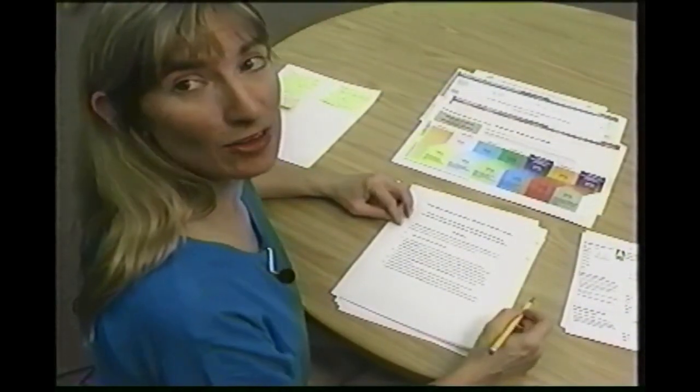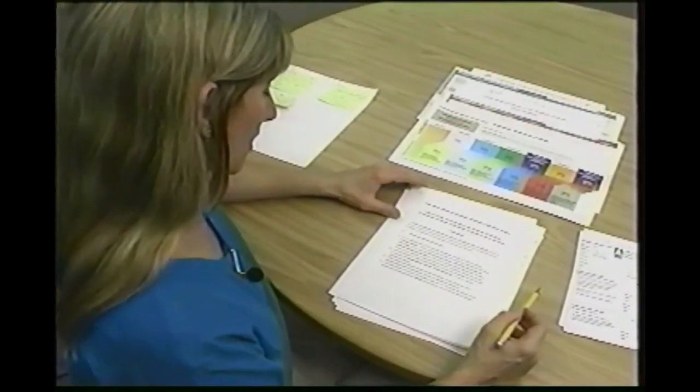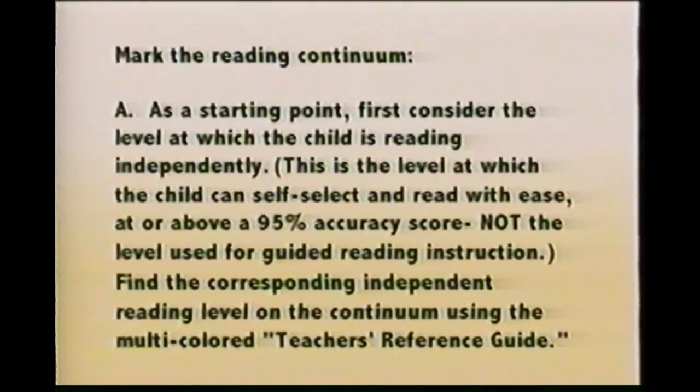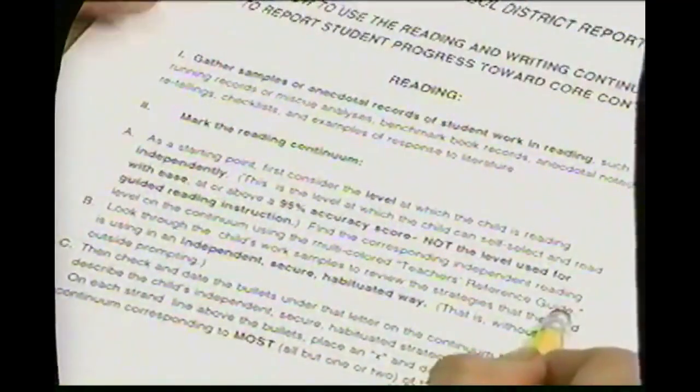Let's talk about how to mark the reading continuum. As a starting point, first consider the level at which the child is reading independently. And this is the level at which the child can self-select and read with ease, at or above a 95% accuracy score, not the level used for guided reading instruction.